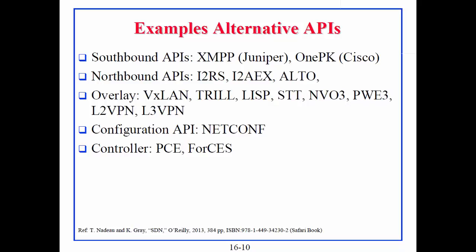Same thing with northbound APIs. A lot of different ones here. We're going to focus on ALTO, which was originally used for peer-to-peer networks. Then we have different types of overlays. We have mentioned VXLAN for virtual LAN overlays, and there are other overlays, including layer 2 and layer 3 VPN, and TRILL, and LISP, etc. There are network configuration APIs such as NETCONF, and there are different controllers such as PCE and ForCES, and we're going to take a look at both of those.